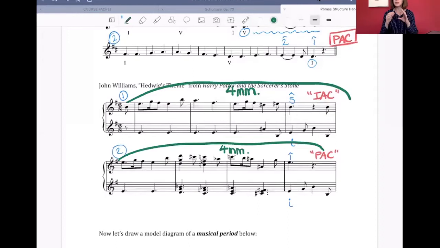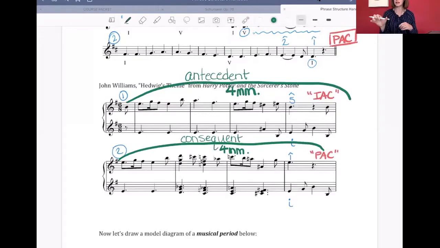Now we are going to put some names to these phrase segments. So this first phrase is what we are going to call an antecedent. You're wondering where that weird word came from. The root ante, A-N-T-E, means before or early. So antecedent phrase, the early phrase, the first phrase. And then immediately following our antecedent phrase, we get what is called a consequent phrase.